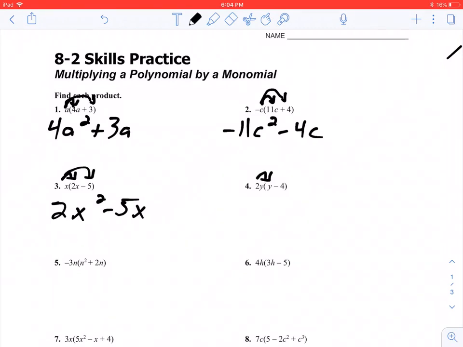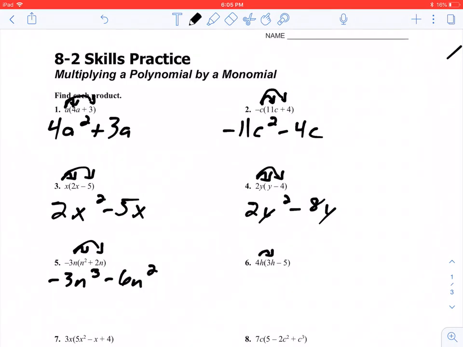This 2y is going to distribute to both things. So we get 2y times y, which is 2y squared, minus 8y, because 2y times negative 4 is negative 8y. Number 5, the negative 3n has to distribute to both things. So we have negative 3n times n squared, which is negative 3n to the third. And then negative 3n times positive 2n is negative 6n to the second.